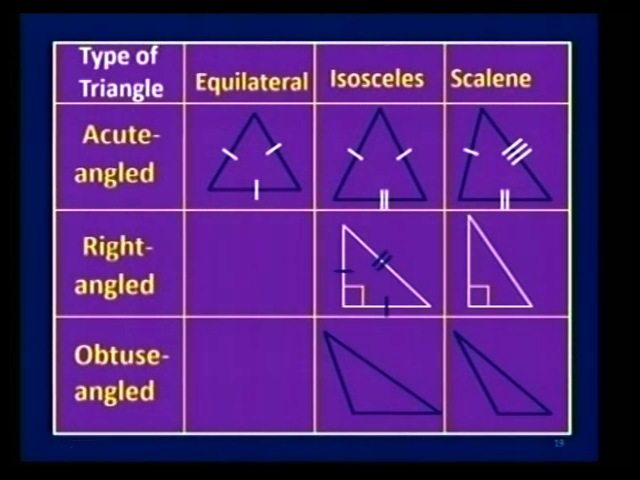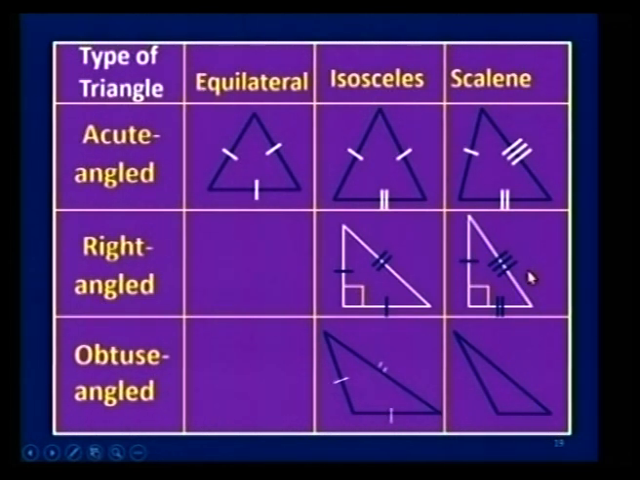Next, okay, children, what you are observing here? These two sides are equal, this side is different. So, we can call it as isosceles. So, it is right angled as well as isosceles. Okay, children, now what you are observing here? This is single line, this is double line, this is triple line. So, all the three sides are different. So, we should call it as scalene. At the same time, one angle is 90 degrees. So, we have to call it as right angle. So, this triangle is right angled as well as scalene triangle.